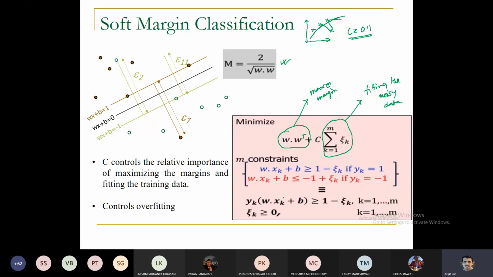One important thing is that this soft margin classifier not only depends on your support vectors, but also on the noisy data points. Initially the decision boundary was dependent mainly on the support vectors, but here it depends not only on the support vectors but also on the slack variables, the noisy data points which have been given slackness or relaxation.